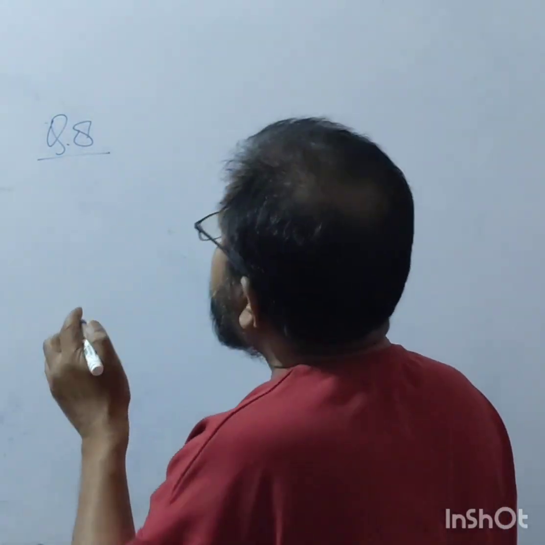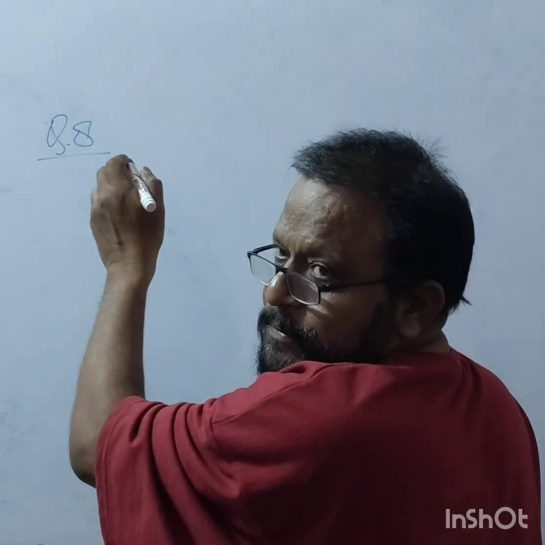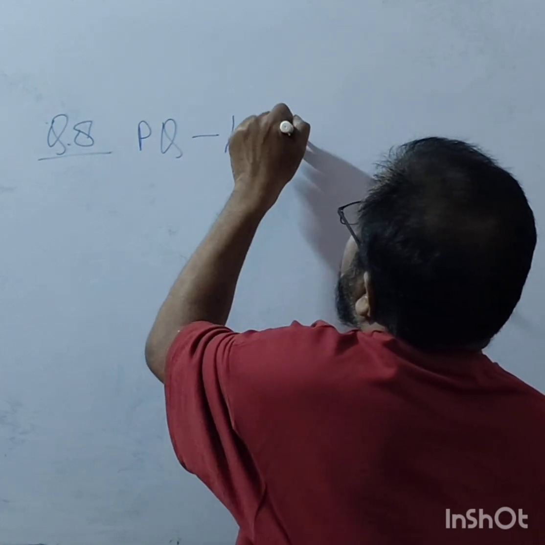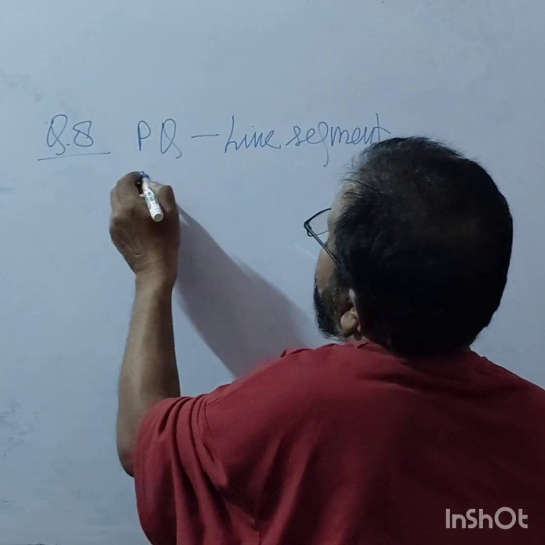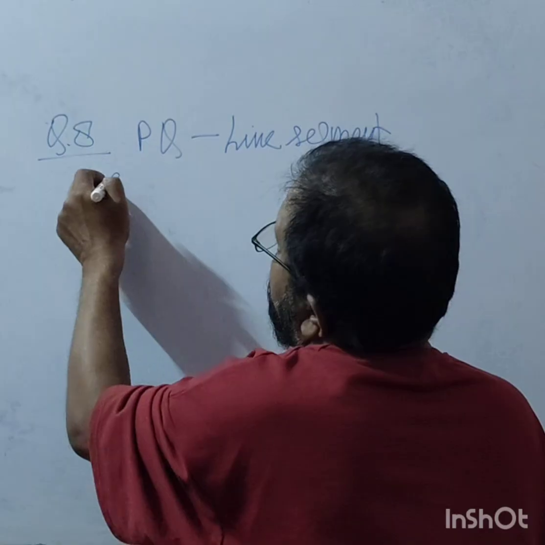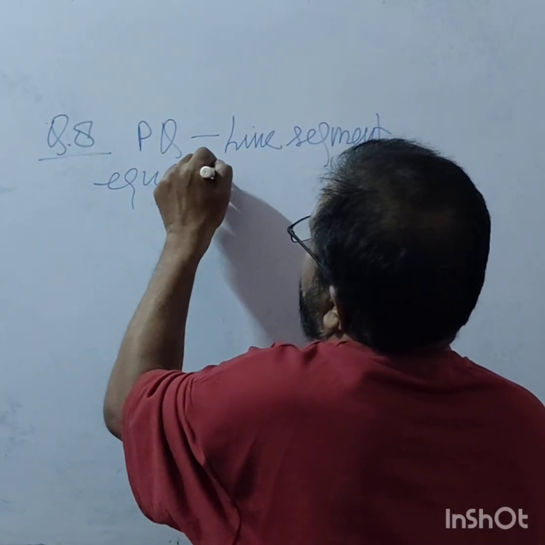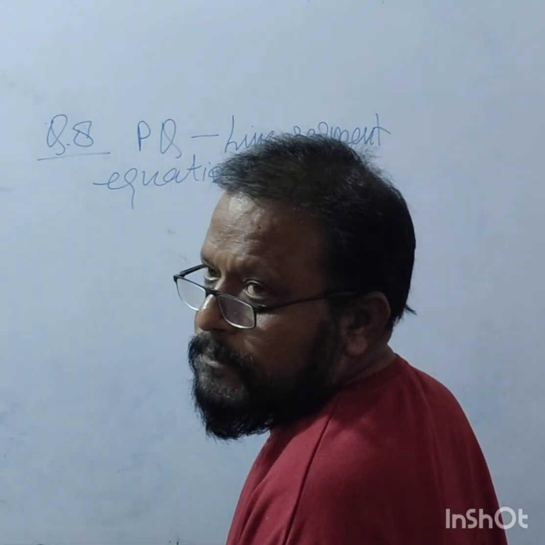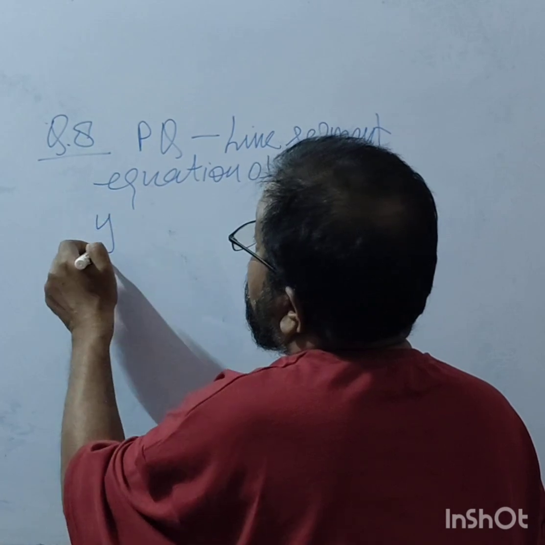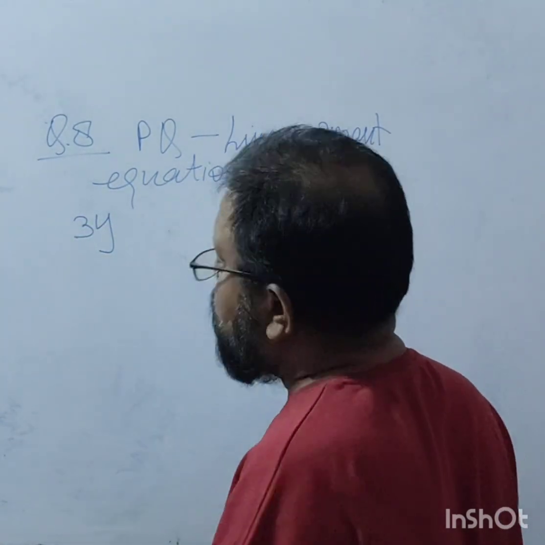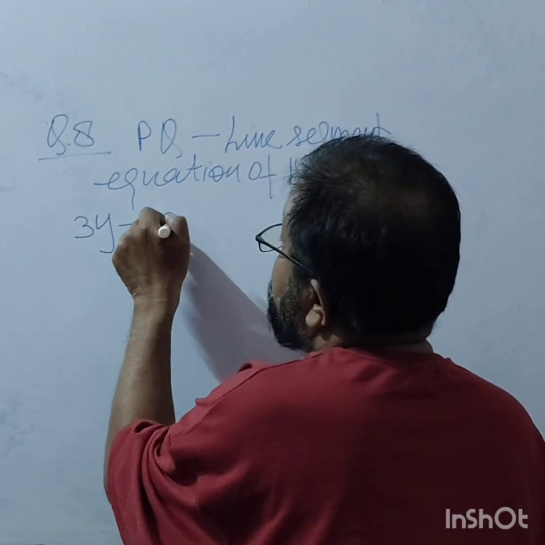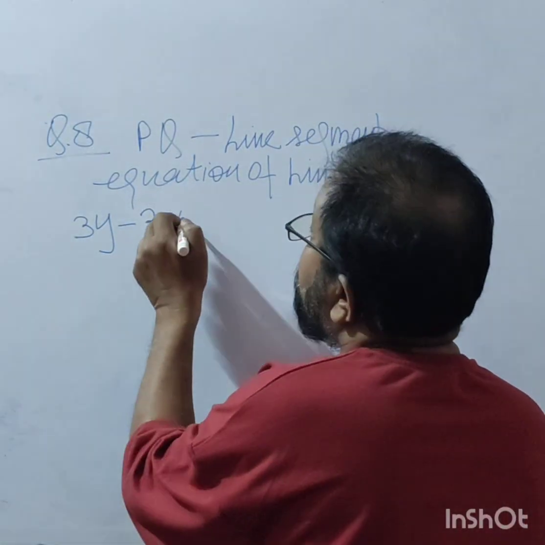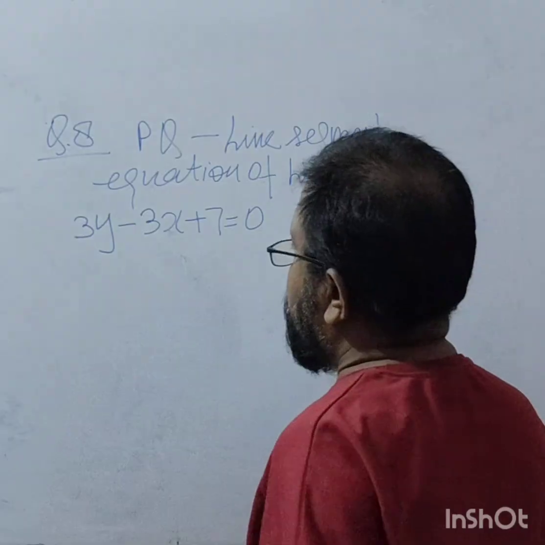Line PQ. There is a point, right? PQ is a line segment, and the equation of the line is 3y minus 3x plus 7 is equal to 0. Okay.